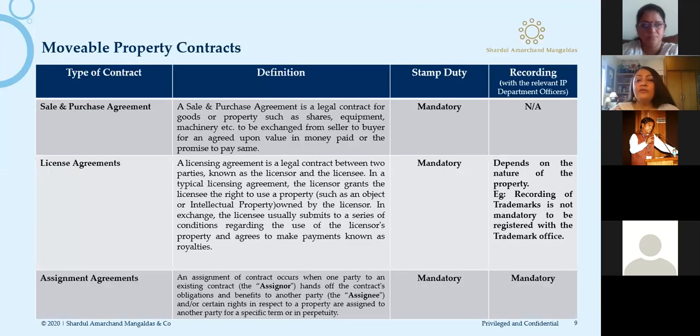So if you look at it generally as an overview, I'm just not going to go into too much detail right now, but when you're looking at mobile property, you will be entering into either sale or purchase agreements, whereby the right and title gets transferred from the seller to the buyer. Then there are license agreements, where I can license you, short term or long term. I can lease you, sorry, my laptops.